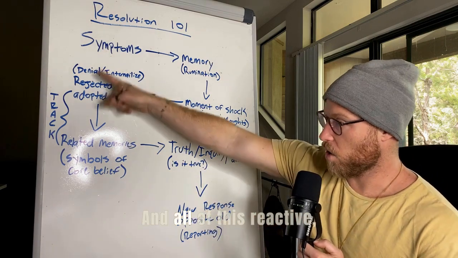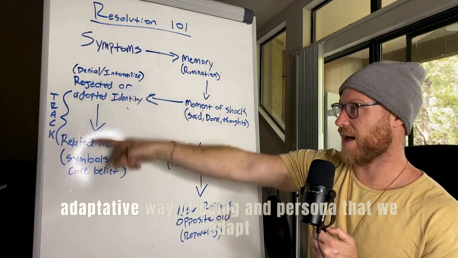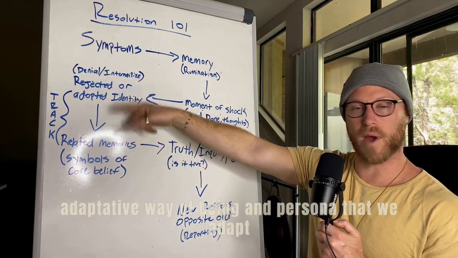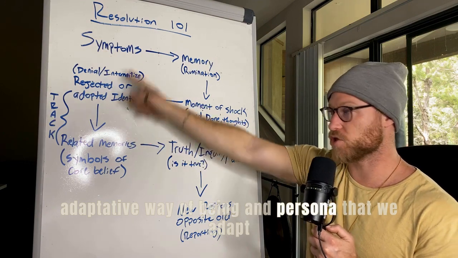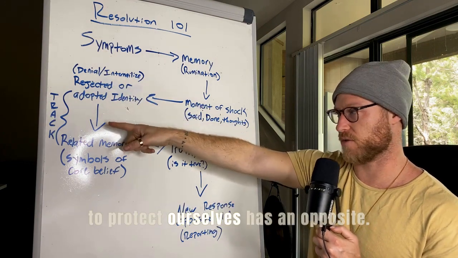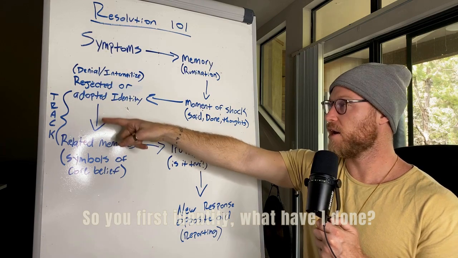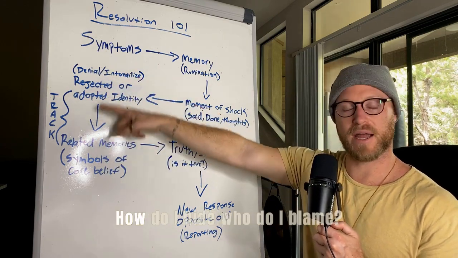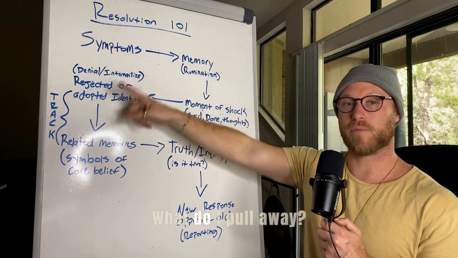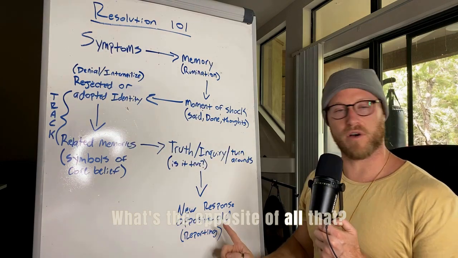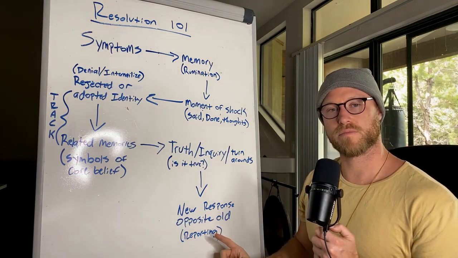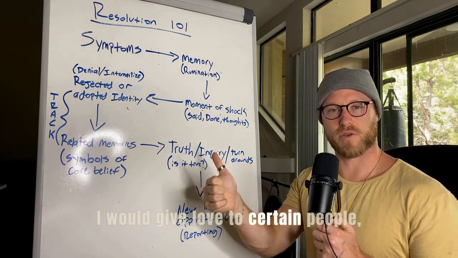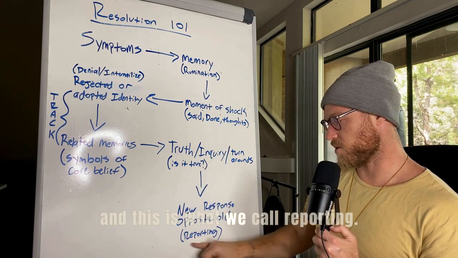And all of this reactive, adaptive way of being and persona that we adapt to protect ourselves has an opposite. So you first identify, what have I done? How do I hide? Who do I blame? Who do I pull my love away from? What's the opposite of all that? I would give love to certain people. And this is what we call reporting.